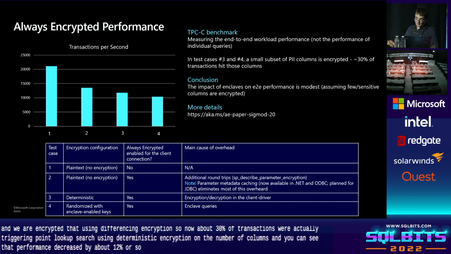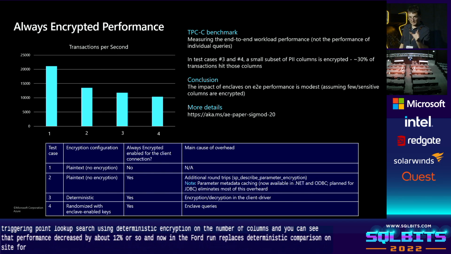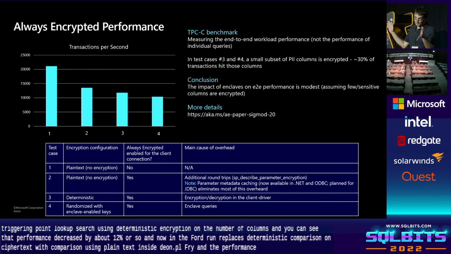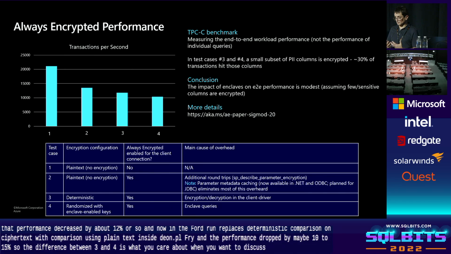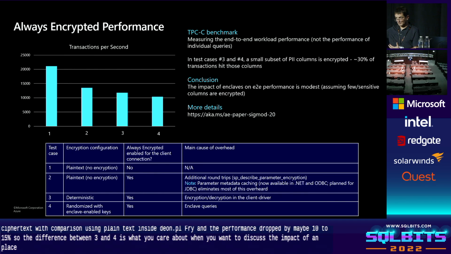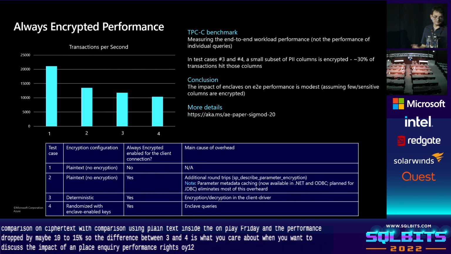And now in the 4th run, we replaced this deterministic comparison on ciphertext with comparison using plain text inside the enclave, and the performance dropped by maybe 10 to 15%. So the difference between 3 and 4 is what you care about when you want to discuss the impact of enclaves on query performance. One could argue it's not very substantial.